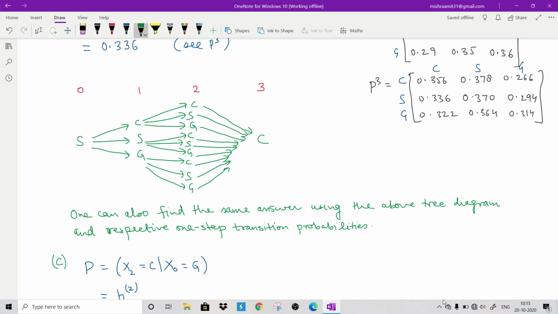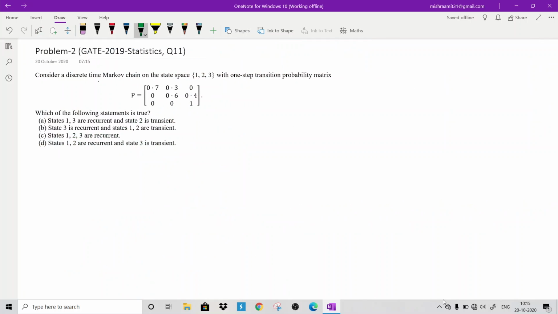We have seen how to solve this problem. Now we move towards problem number 2, which was asked in GATE 2019 in the statistics paper. It was question number 11 in that paper, and it says: consider a discrete time Markov chain on state space 1, 2, 3. That means there are three states, namely 1, 2, 3, with one step transition probability matrix this. The question asks which of the following statements is true?